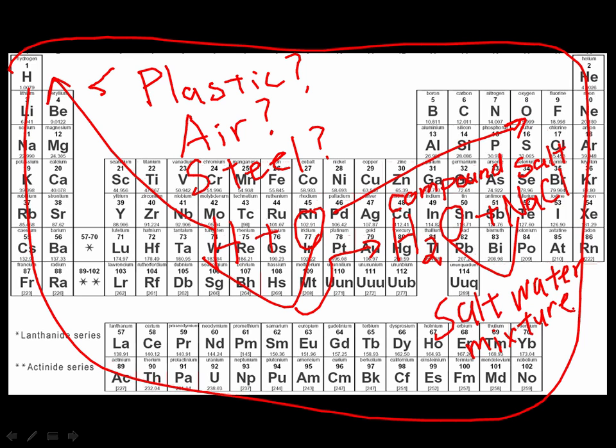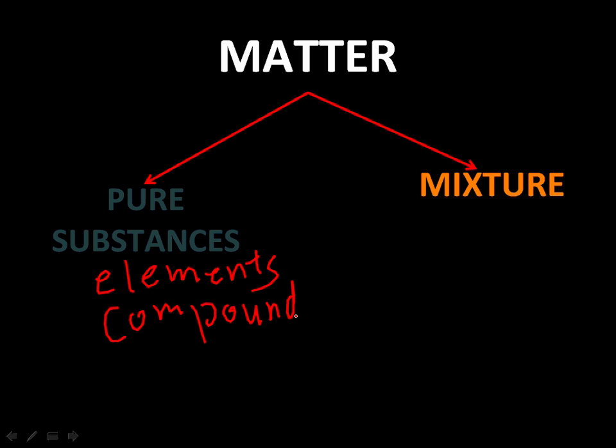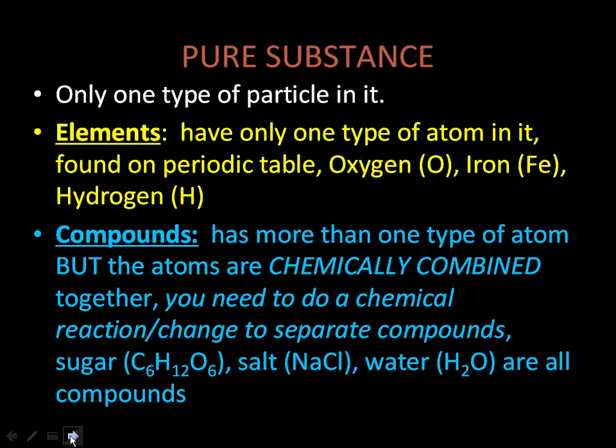So, you can divide all matter into two major categories. That which is pure substances like elements and compounds, and things that are mixtures like pizza and steel, which is a mixture, and hamburgers. All of these different things are mixtures. They're made of elements and compounds, but they're combined differently. So let's look at the pure substances first. Pure substances are things with only one type of particle.